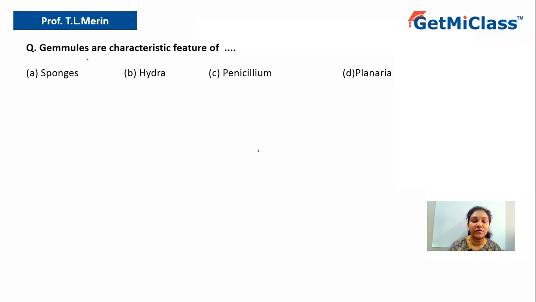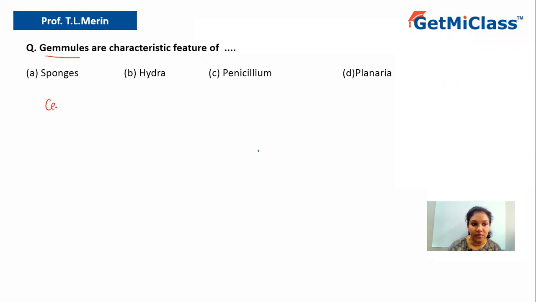Today we are going to solve this question which says gemmules are characteristic features of option A sponges, option B Hydra, option C Penicillium, option D Planaria. So let us understand the question. The question says gemmules are characteristic features of. So what do you understand by gemmules?